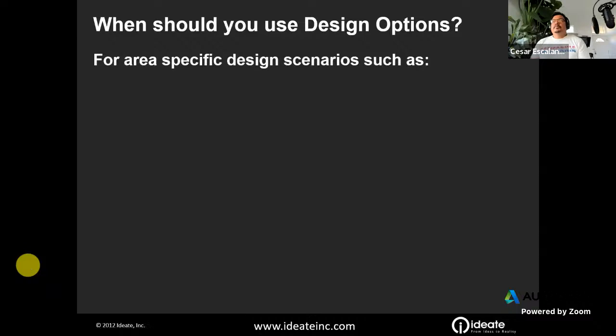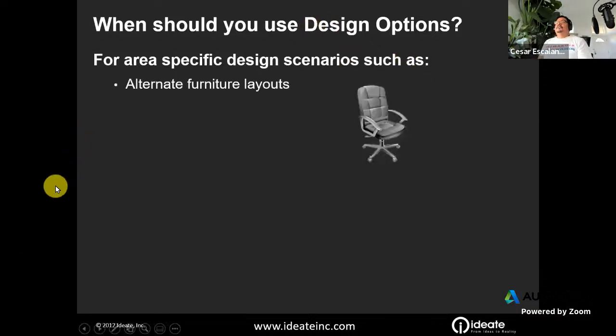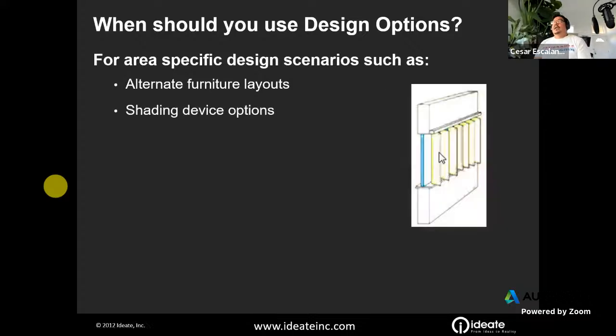When do we use design options in Revit? So there's a difference between a design option. One thing is to create a design option in a floor plan. Another thing is create design options on a building massing. And so in Revit, the design options is useful to display alternate furniture layouts, sometimes differentiating devices in a wall, in the exterior of a wall.